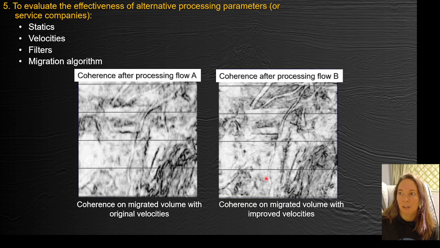Another reason we'll use seismic attributes is to help evaluate the effectiveness of alternate processing methods. So for mapping and understanding our statics or our velocities, different filters we may want to apply, or migration algorithms. And so here's looking at coherence on two different migrated volumes, processing workflow A versus processing workflow B. And we can see that with improved velocities on B on the right-hand side, the coherence is much more clearly showing these channels.